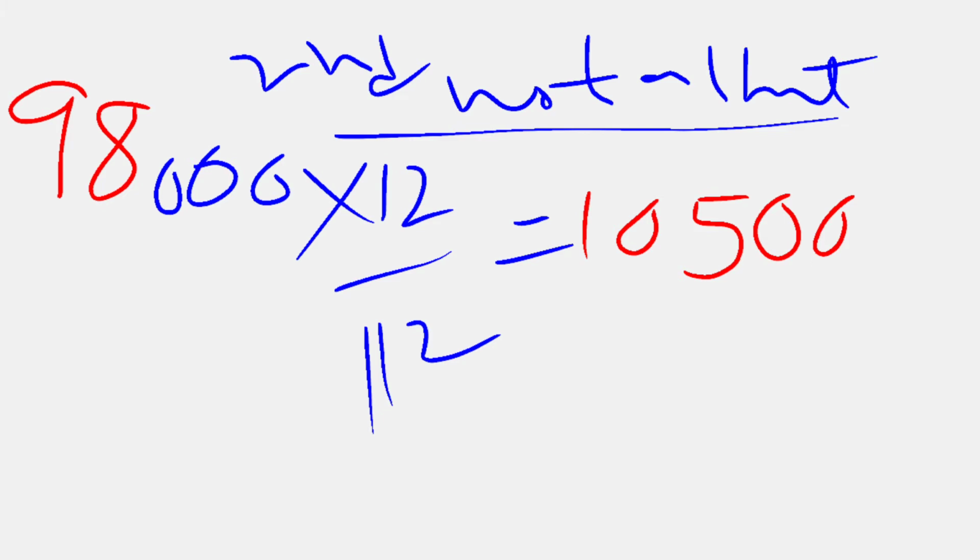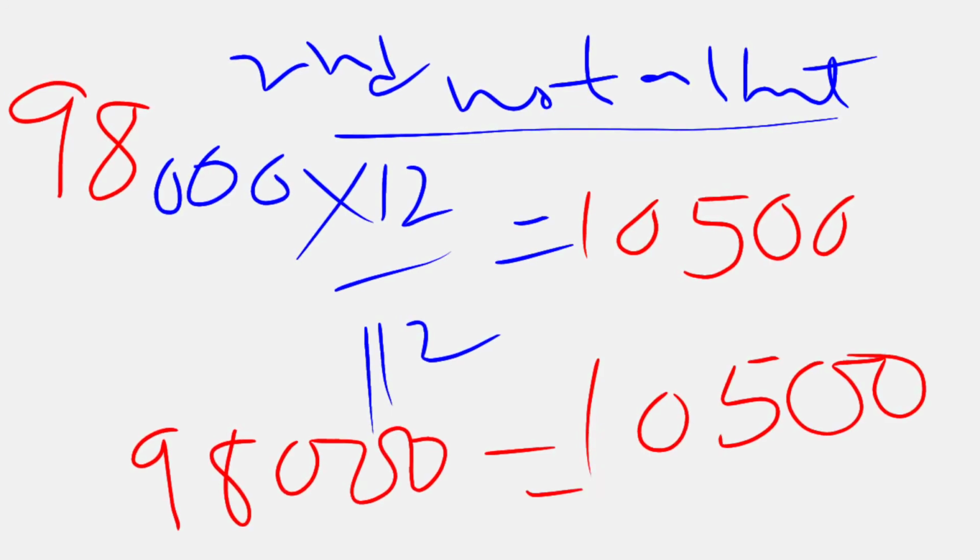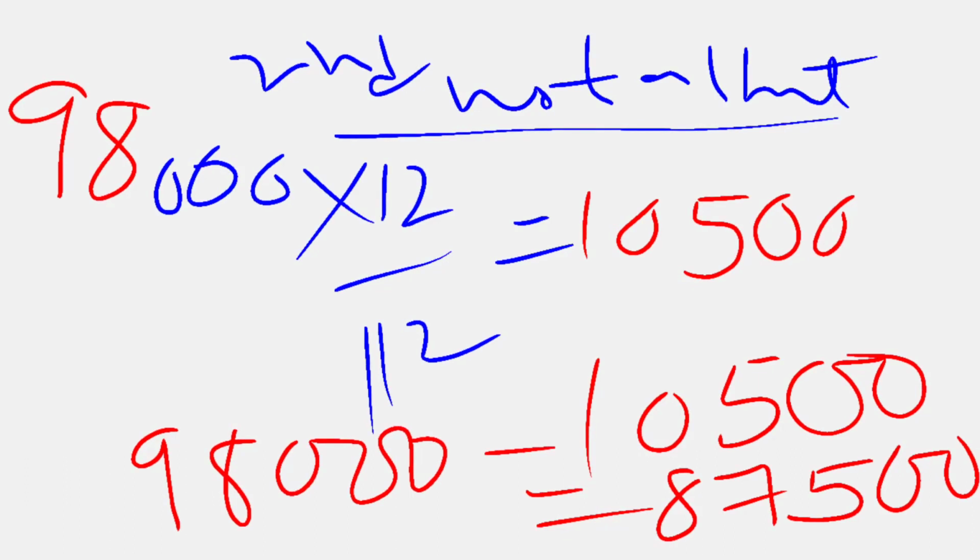So subtracting, we get the cash price at the payment: 98,000 minus 10,500. So we got how much here? 87,500 is the payment on the second installment that the engineer paid.